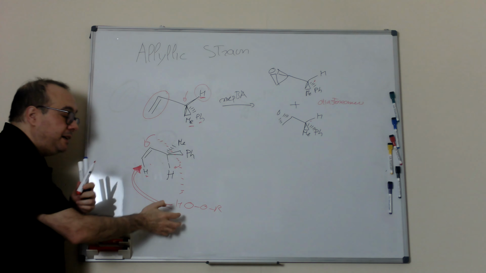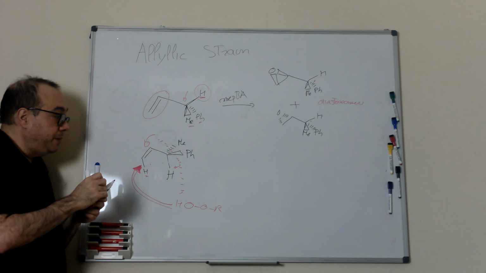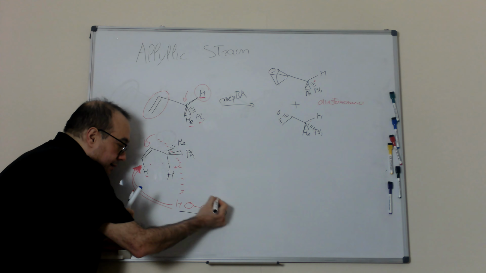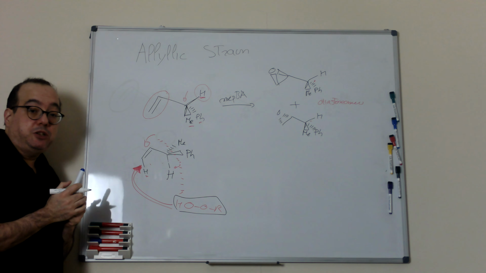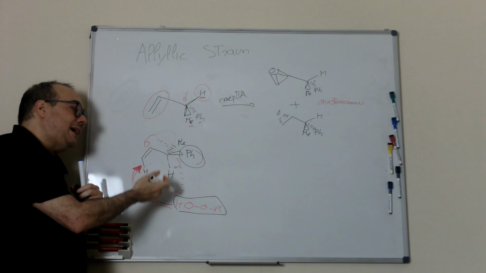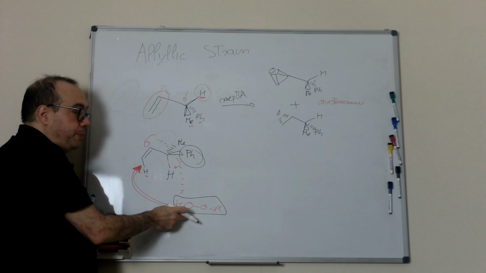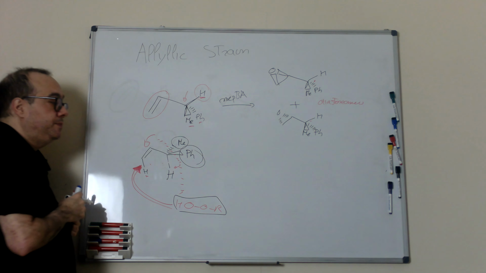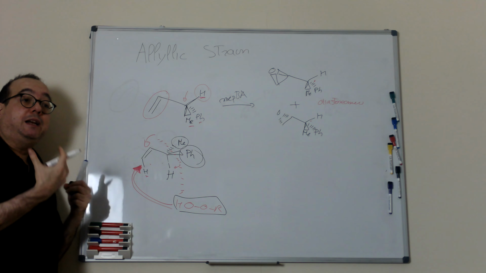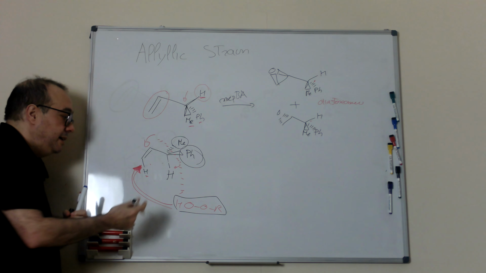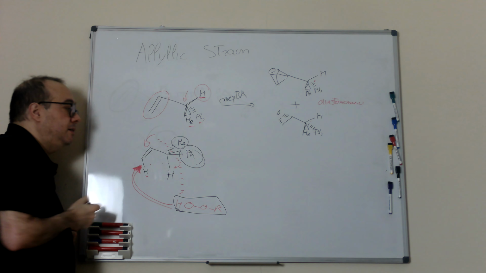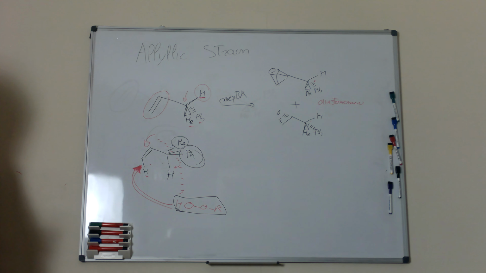What happens if the attack is coming from in front? Well, if it's coming from in front, the perbenzoic acid is clashing with the phenyl ring. While if the attack is from behind, this peracid is clashing with the methyl. Which approach will be easier? Obviously, the easier approach will be the one that has less steric hindrance. In this case, the perbenzoic acid will attack from behind.